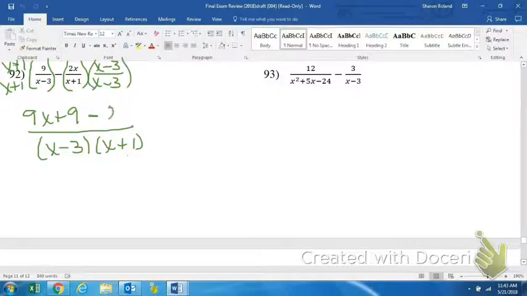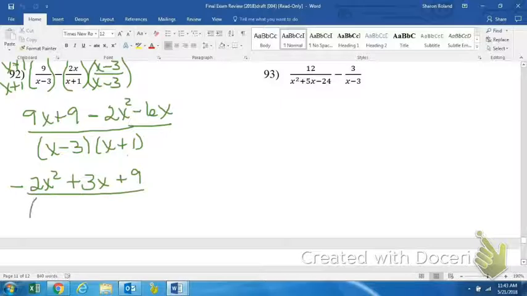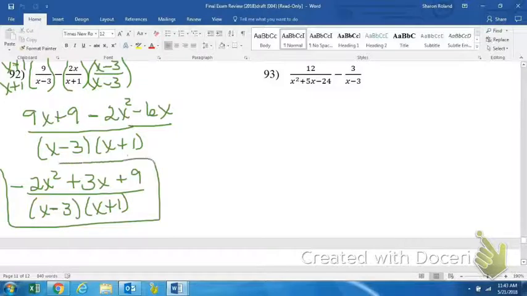And that's going to be 2x squared minus 6x. Now you're combining like terms, and so that's negative 2x squared plus 3x plus 9 all over x minus 3 times x plus 1. And I don't think that factors, but it probably does. All right, I think it does.